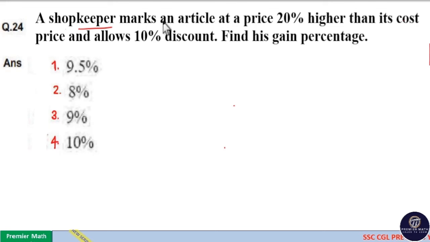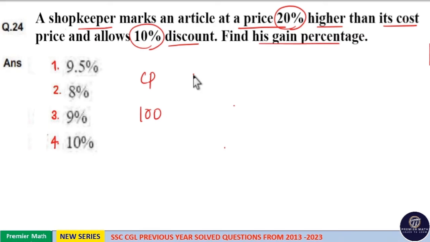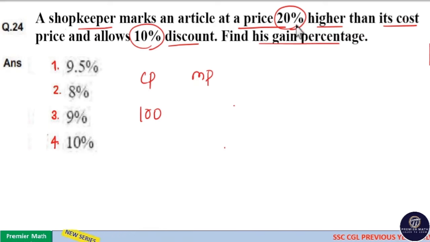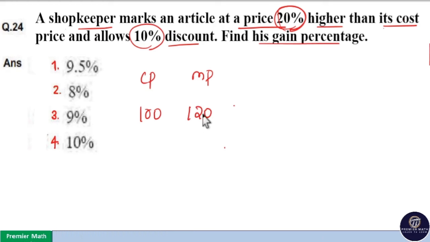A shopkeeper marks an article at a price 20% higher than its cost price and allows 10% discount. Find its gain percentage. Here, consider cost price as 100 rupees. Then, marked price is 20% higher than its cost price. 20% of 100 is equal to 20 rupees. So, shopkeeper marked this article at 120 rupees. That is 20% higher than 100 is equal to 100 plus 20, 120.